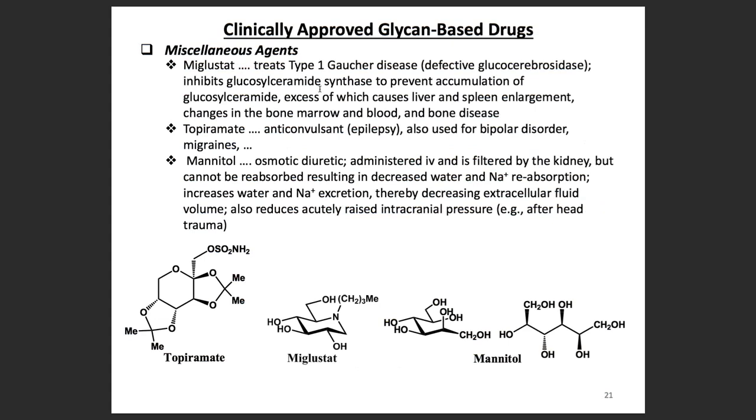Miglustat treats type 1 Gaucher's disease. Okay, you're going to learn about this in the slide on lysosomal storage disorders. Topiramate is an anticonvulsant used for epilepsy. And mannitol is a diuretic. If you have too much mannitol, it cannot really cross the kidney lining. So there's a lot of water that is reabsorbed, sodium that is reabsorbed, and that basically leads to significant loss of water. So that's how mannitol is used.